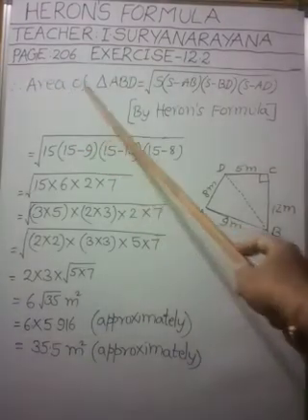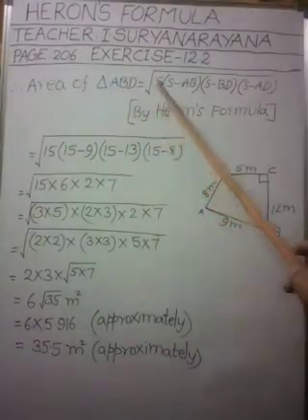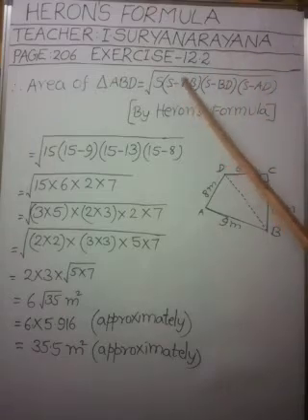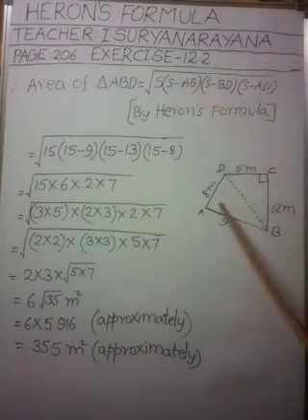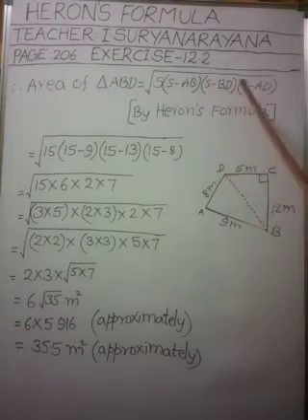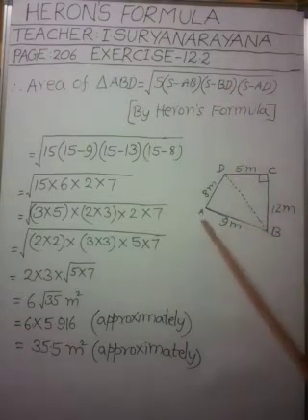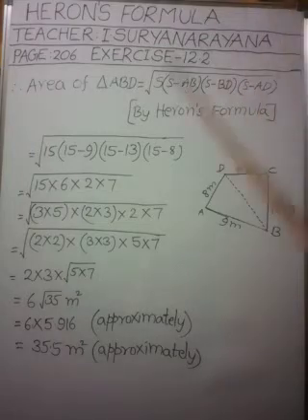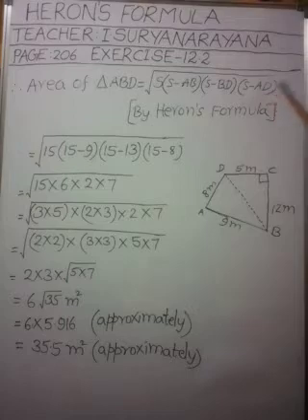Right. Therefore, area of triangle ABD is equal to square root of S into S minus AB, means one side of this triangle, into S minus BD, another side of the triangle, into S minus AD. Understood this step, my dear children? By Heron's formula, we wrote this step. Understood this step, my dear children?